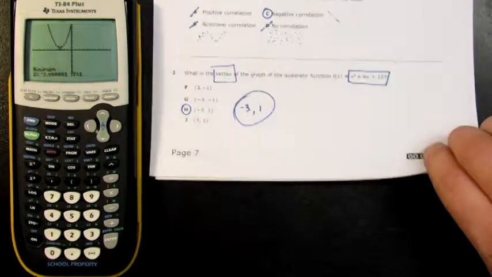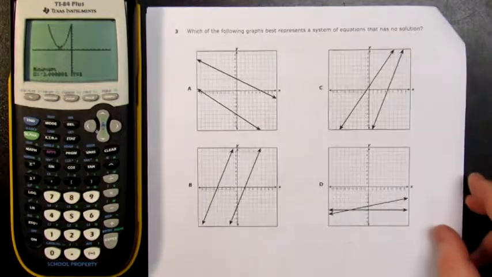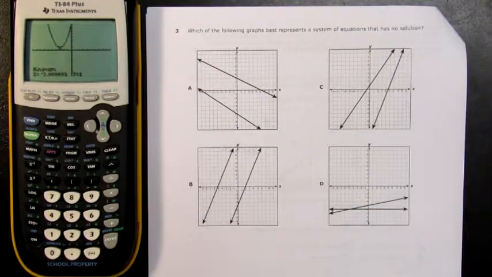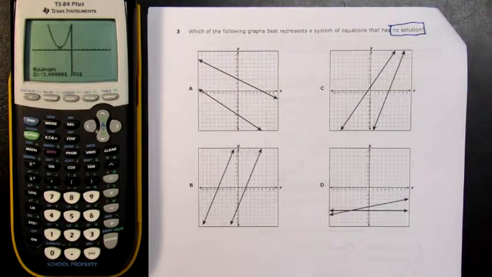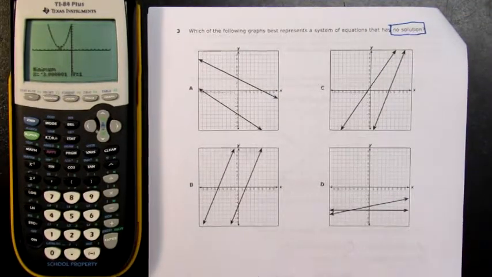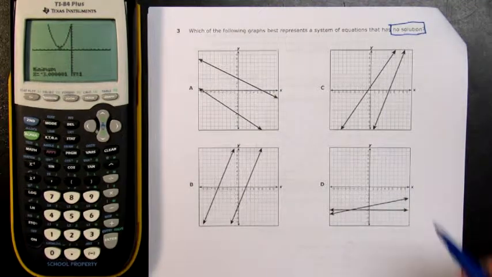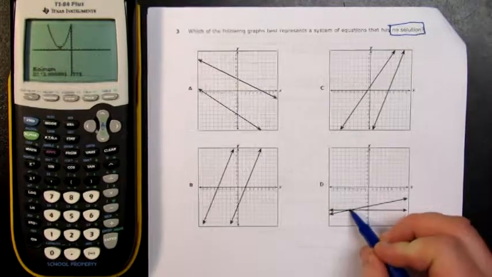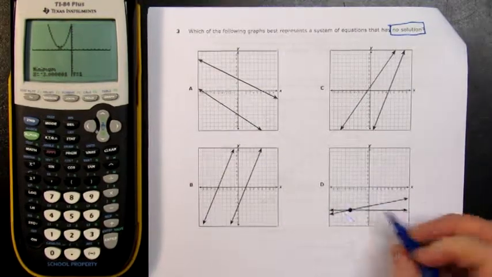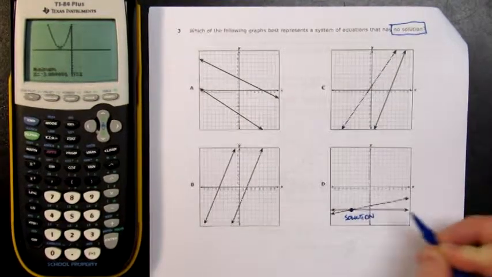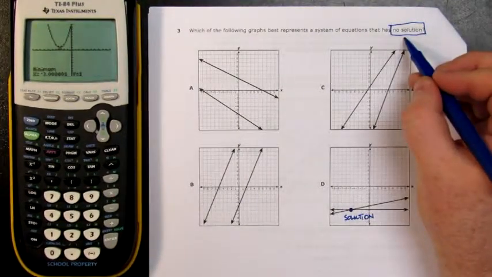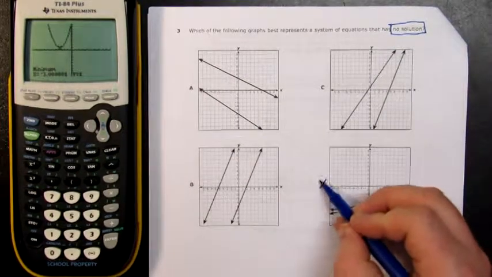Number 3. Which of the following graphs best represents a system of equations that has no solution? So we're looking for two lines that have no solution, and we know that a solution to a system of equations, specifically a system of lines, is where they cross. This is the solution for these two lines in answer choice D. But we're looking for one with no solution. So D is not the correct answer.